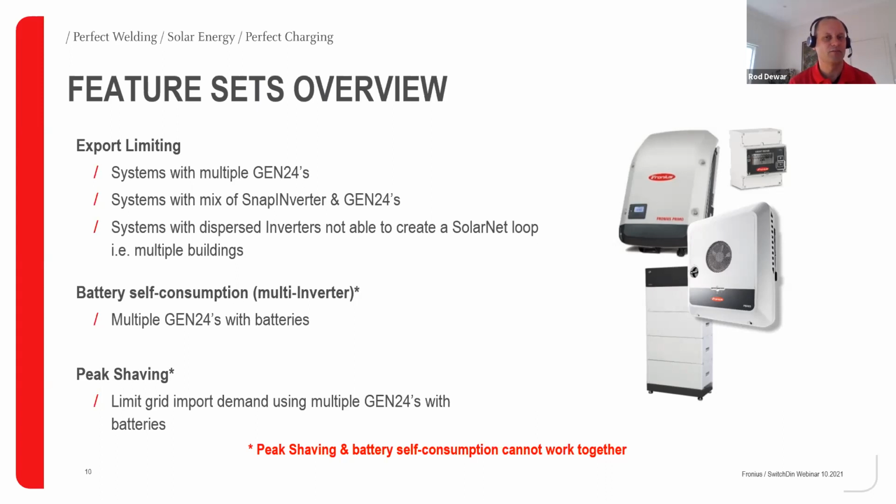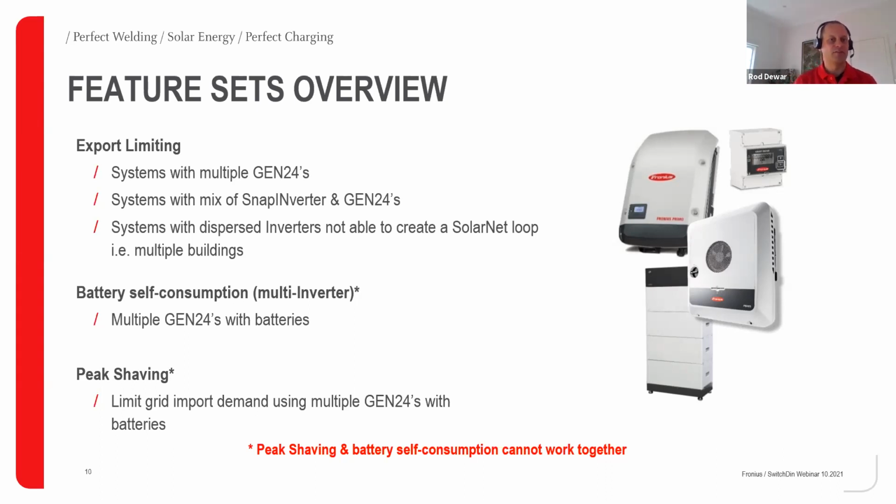And also with systems which are distributed or dispersed on various buildings, that can also be used through that as well. In the case of the Snap inverters where you can't actually solar loop or daisy chain the inverters together, this is where the Droplet can come in and work on buildings like that. So it gives you an overall site export limiting function.